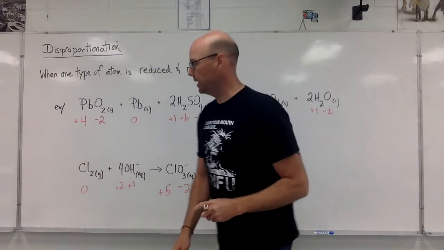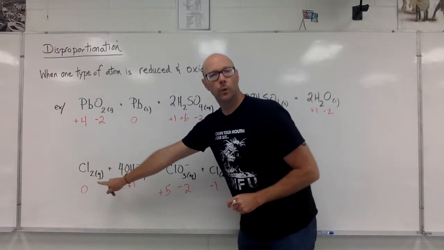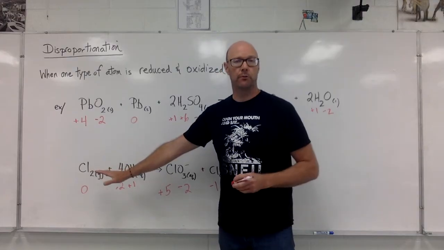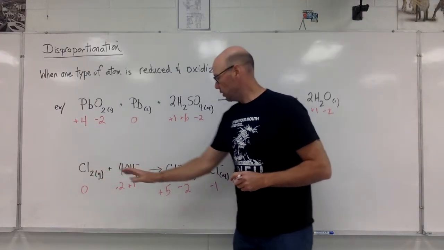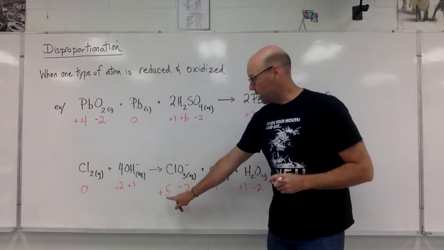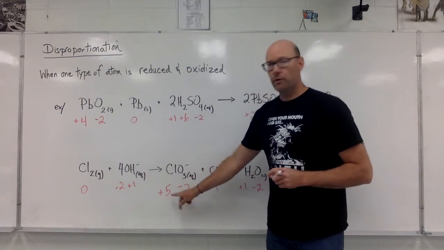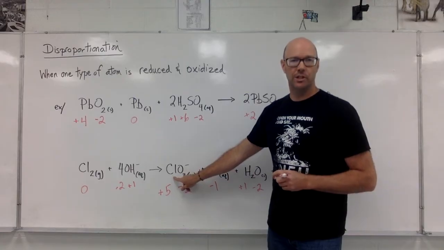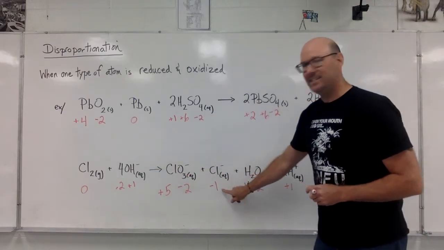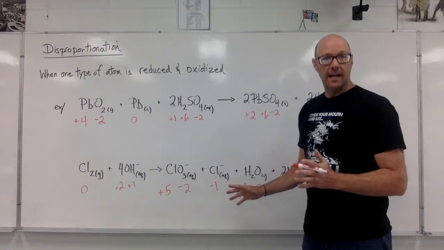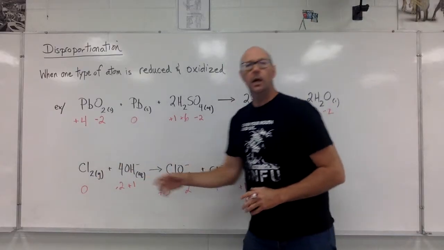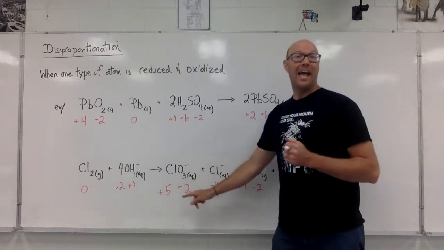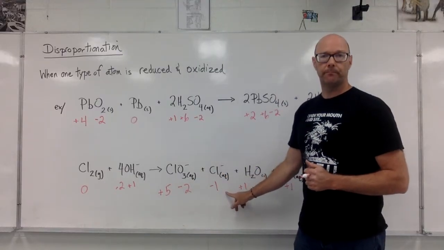When I look closely now, I see that the chlorine on the reactant side had an oxidation number of 0. It was the elemental form of the chlorine at 0. These chlorines in this are up at +5. From 0 to +5, that's an increase. This is the result of oxidation. But from 0 down to -1, that's a reduction. The chlorine got oxidized and reduced. Its number went up and went down.